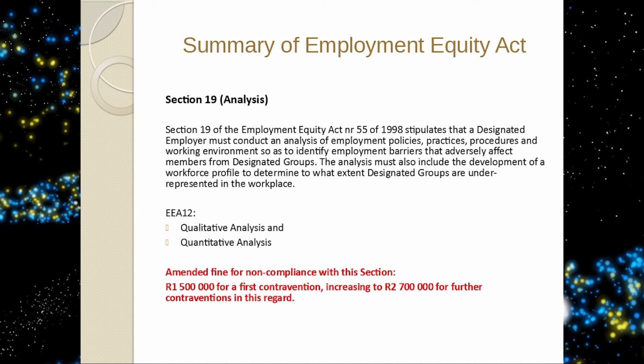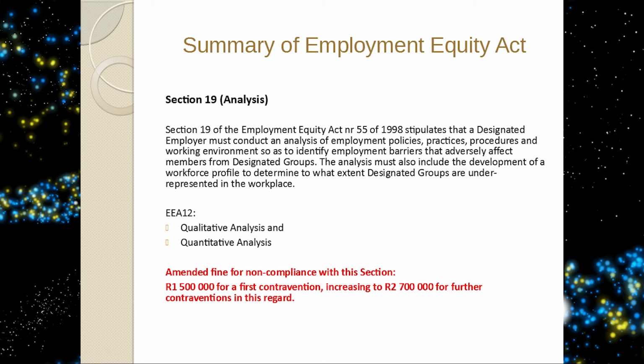meetings. Section 19. Designated employers, you will have to conduct an analysis of your policies, your practices, your procedures, your working environment. Then you will need to identify barriers that adversely affect members from designated groups. The analysis must also include the development of a workforce profile to determine the extent of under and overrepresented races and genders in your workplace. In other words, when we talk about the EAP analysis, it is divided into two sections, okay? The one being qualitative and the other being quantitative.